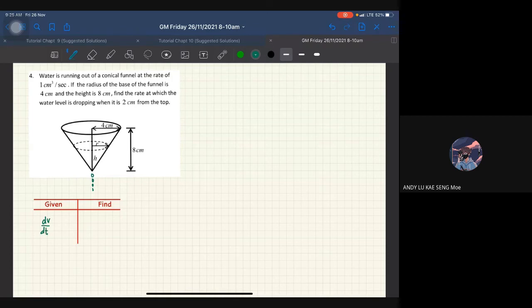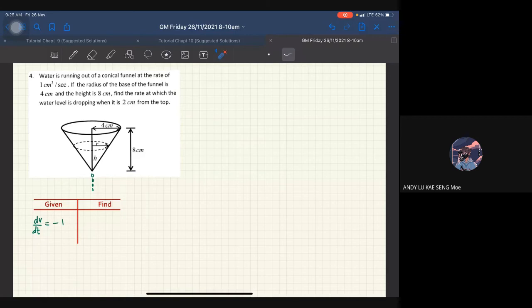Okay, and then find the rate at which the water level is dropping when it is 2 cm from the top. Okay, so dia cakap dekat sini 2 cm from the top. So maksudnya jarak daripada, sekejap saya buat warna lain. So jarak daripada atas sampai somewhere adalah 2 cm. So yang bawah ni adalah 6 cm. Okay, so fokus kita nak yang 6 cm. Sebab bila air jatuh, berkurang, dia berkurang ke bawah, bukan berkurang ke atas. So we don't want this 2 cm, we want this 6 cm.